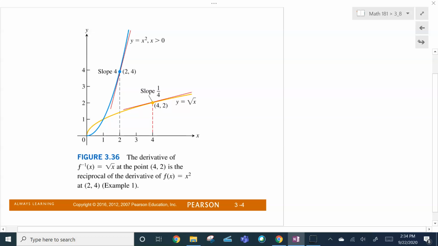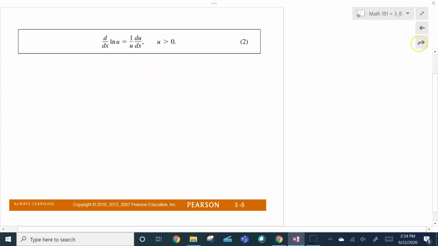Here's another set of inverses. You've got x squared, part of x squared at least, and then if you found its inverse, the square root of x, right? And if you took the slope at the point (2, 4), the slope is 4. The slope would be the reciprocal, 1/4, on its inverse. All right, now for logarithmic functions.